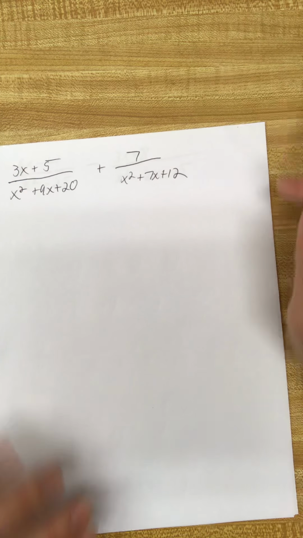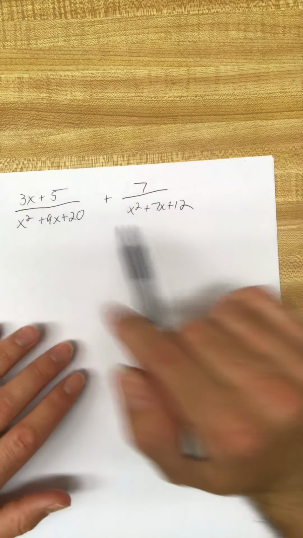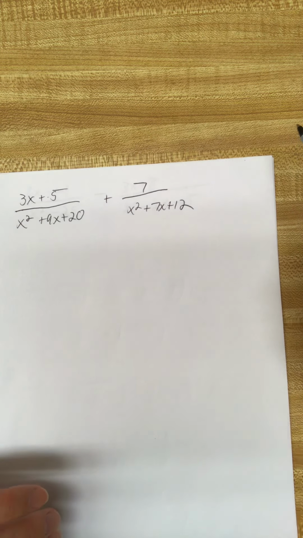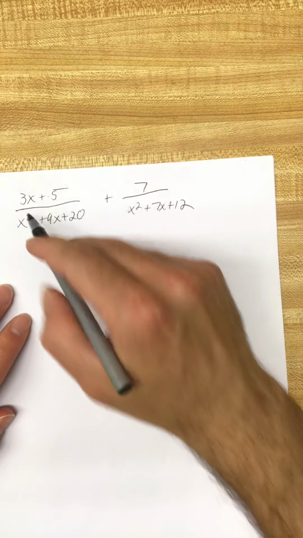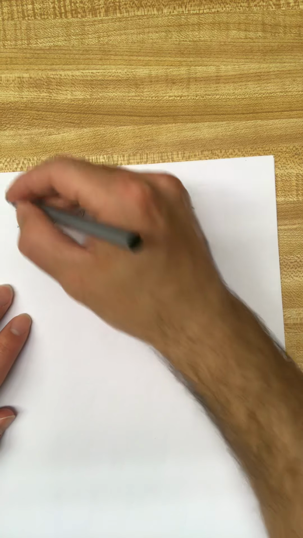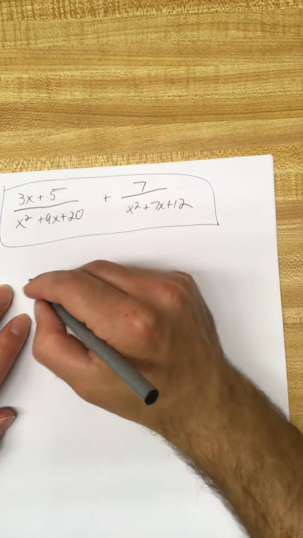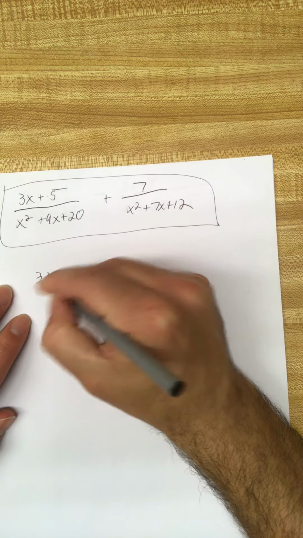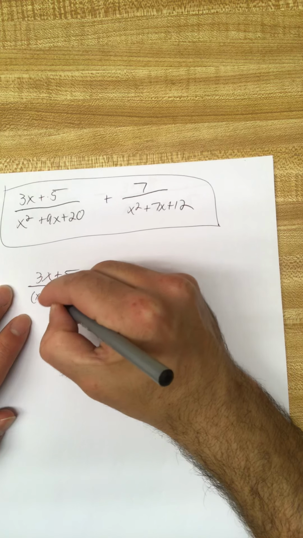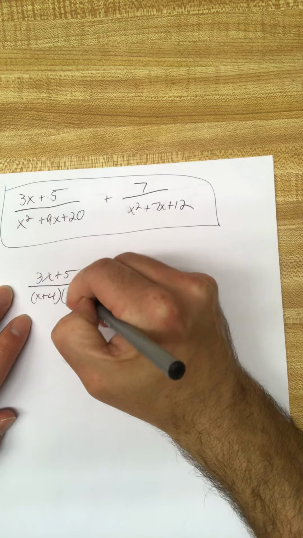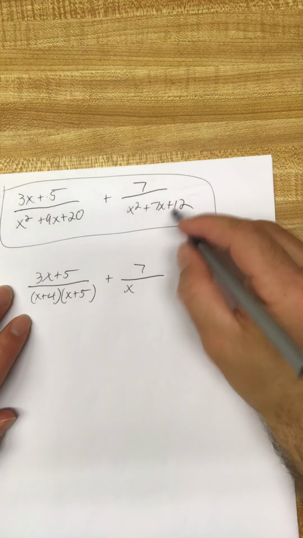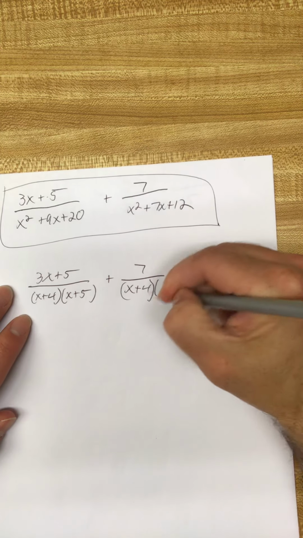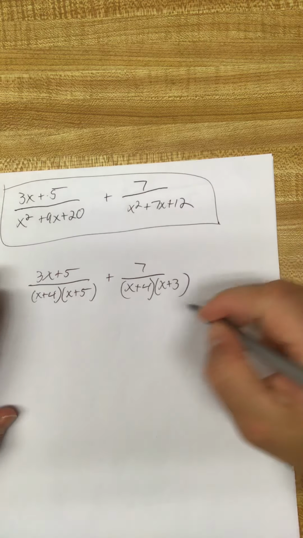All right, so next up, kind of the same thing again. We have (3x + 5) divided by (x squared + 9x + 20). So, again, first thing, let's factor. So again, that's my original. So we have (3x + 5) divided by (x + 4)(x + 5), plus 7 divided by (x + 4)(x + 3).